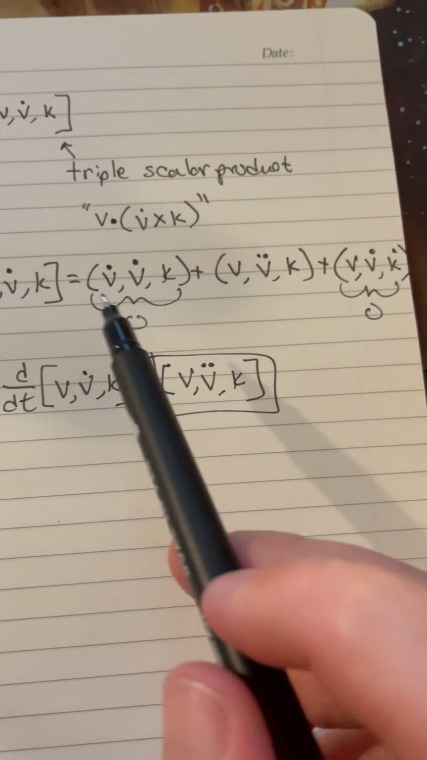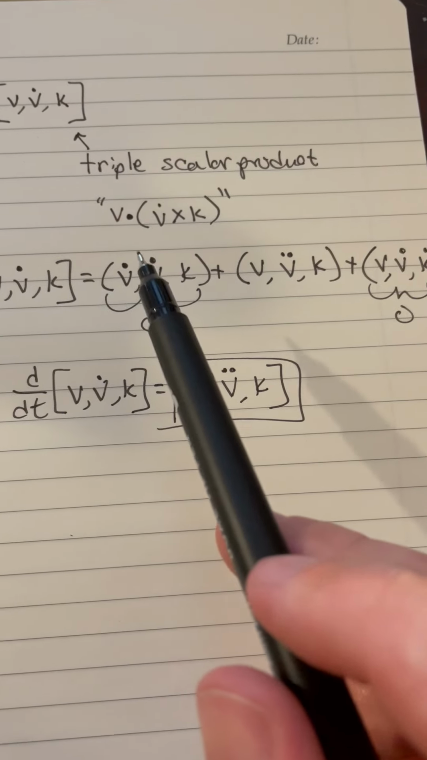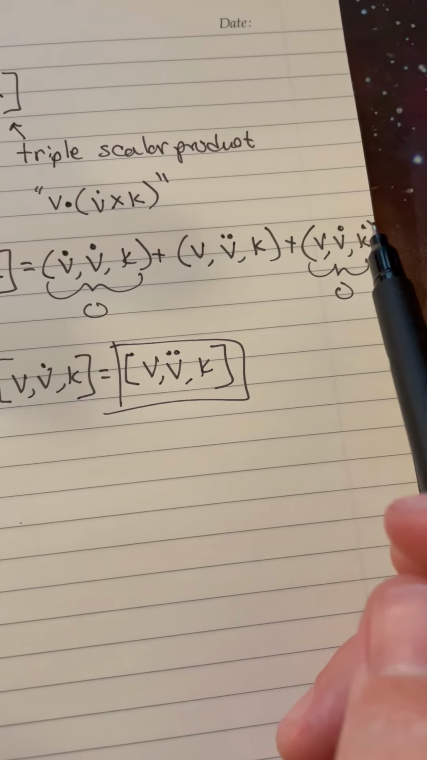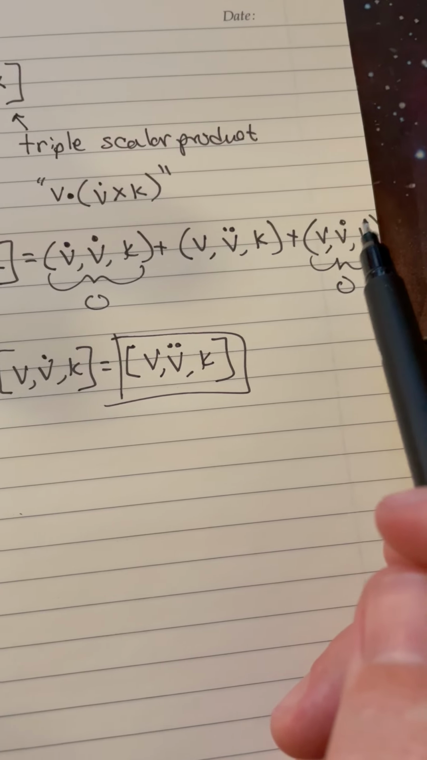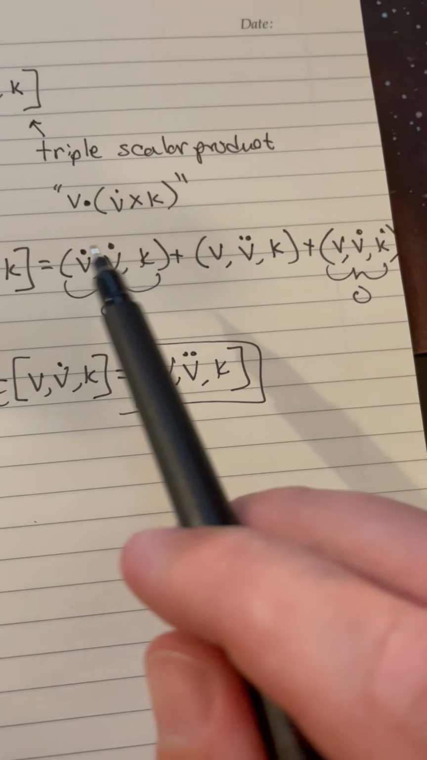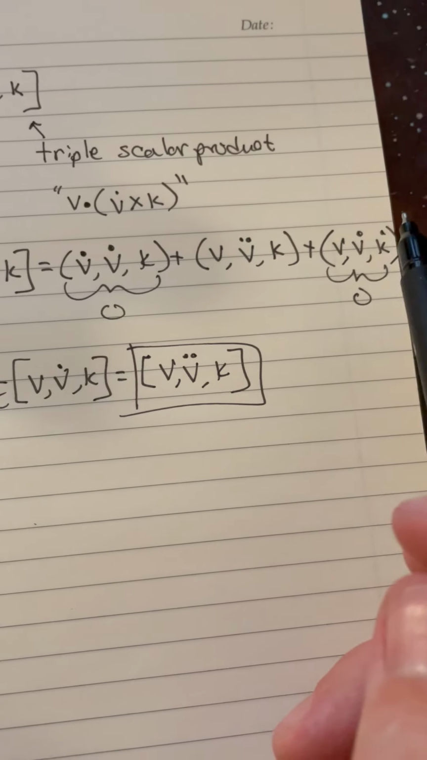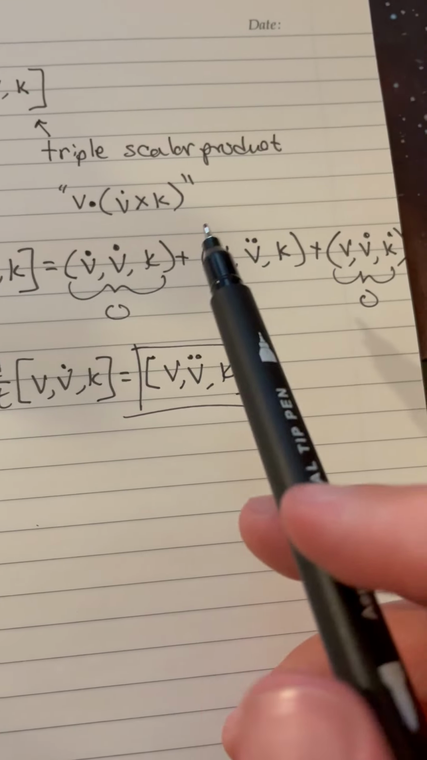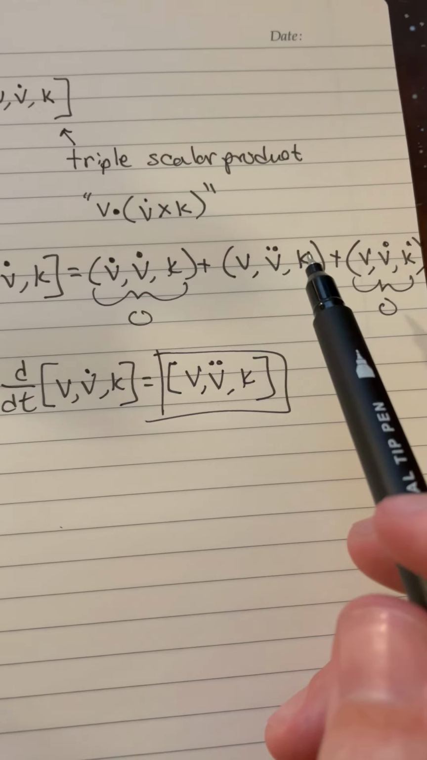Now, this is 0, like I said, because these 2 vectors are the same. This is 0, because this k derivative is a constant, so that's going to be 0. So this triple scalar product and this triple scalar product are both 0 because of what I said. So all we have left is just this, so that's our answer.